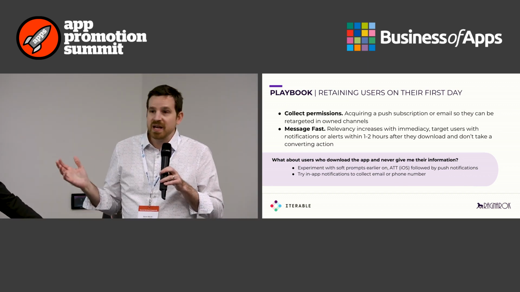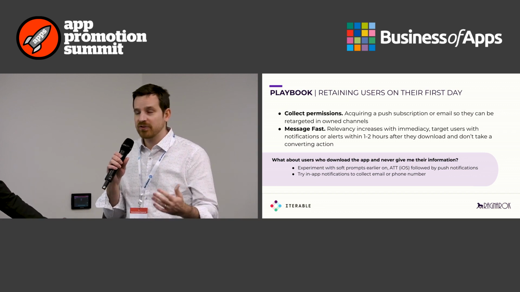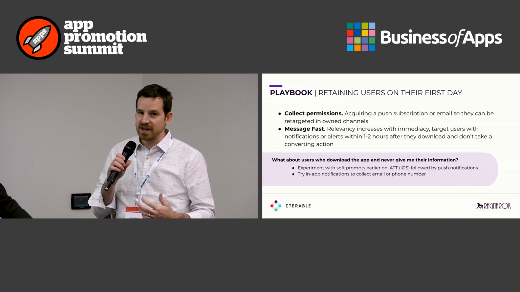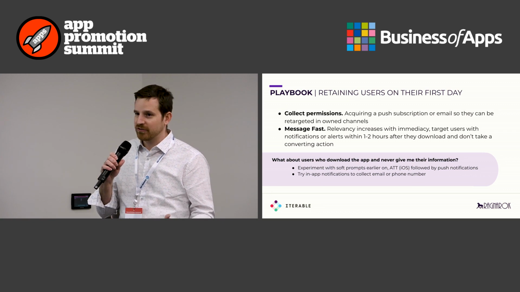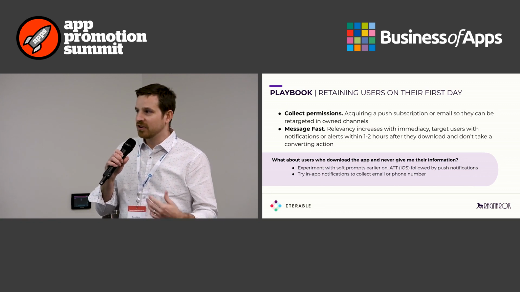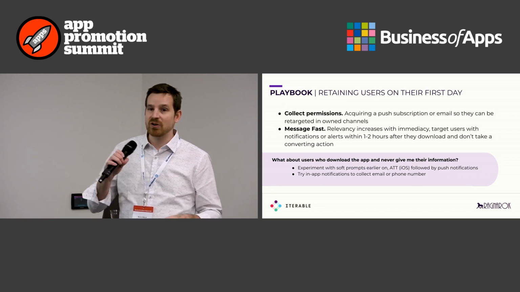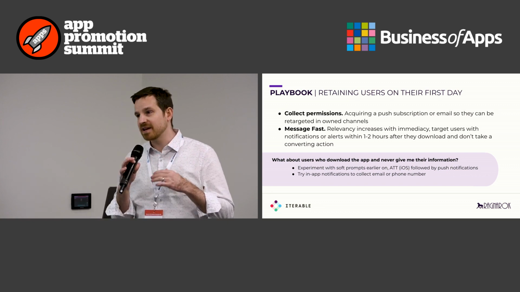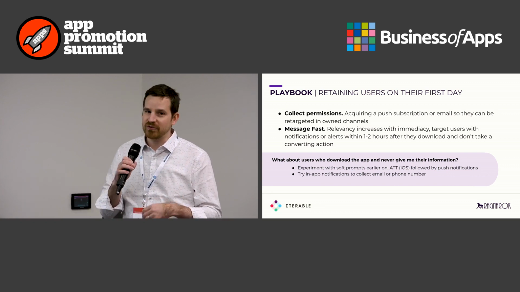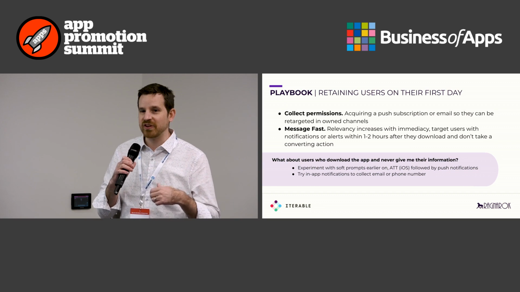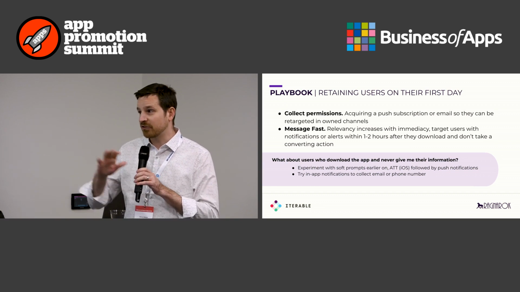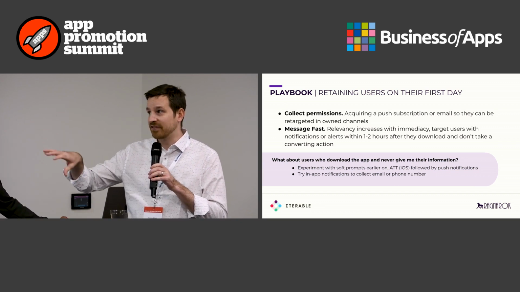And what about people who didn't give me anything? Well, there are a couple of things you could do. Use a soft prompt, like, hey, you want to hang out? Here's a push notification prompt, or in-app prompts for collecting an email or phone number. You can make those fun and dynamic and not wait for your app development team to push a new release that has the new thing you're trying to test. There are a lot of different tools you can use to run the same type of experiment.